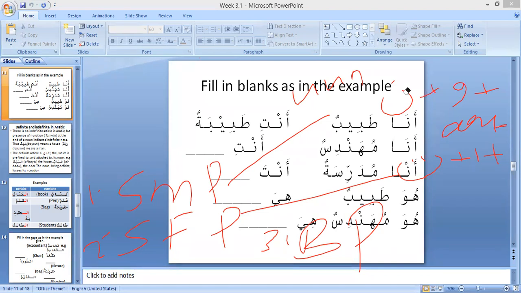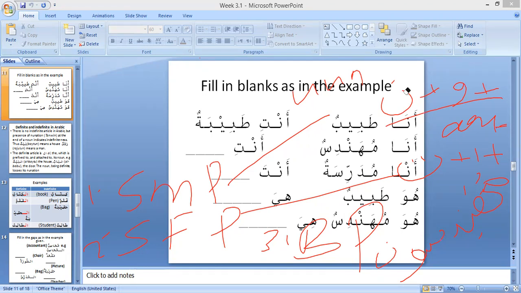What is muhandis? Engineer. A male or a female? Male. Good. So when you have muhandis, a male engineer, you add this at the end, then it becomes muhandisun. Muhandis, muhandisun. That's the formula. Muhandis is a male engineer. Muhandisan is the dual. Then the plural is muhandisun.